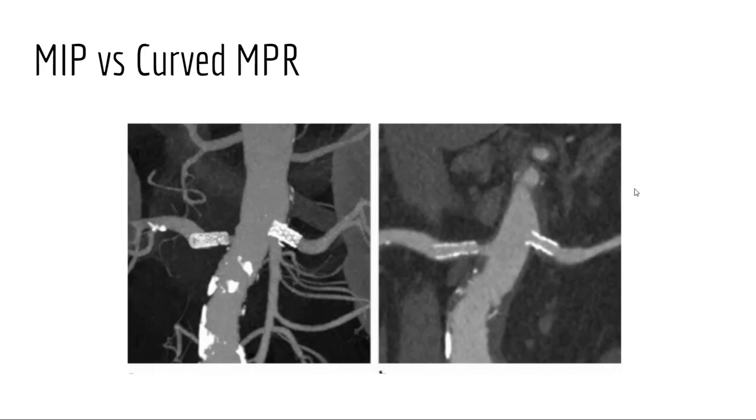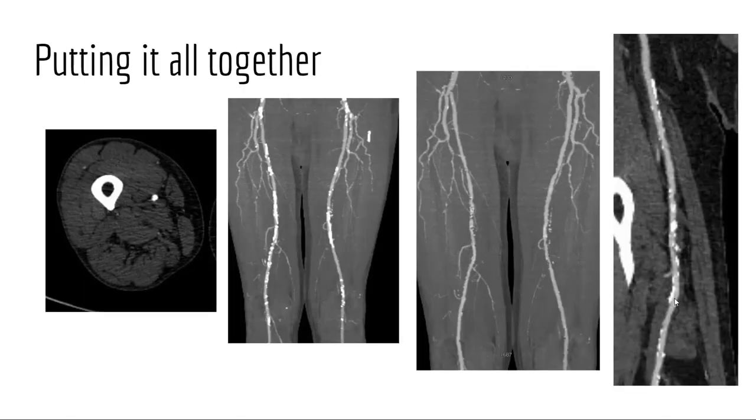Oh, and just an example of how high attenuation objects can limit assessing the degree of stenoses. We have a MIP versus a curved planar reformat. Bilateral renal artery stents. I can't tell if these are patent or not based on the MIP. However, on the multiplanar reformats, I can see that these stents are overall pretty patent, although we do have a little bit of inflow disease there on the right.